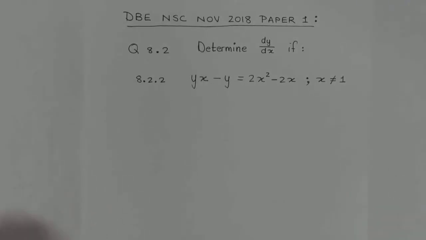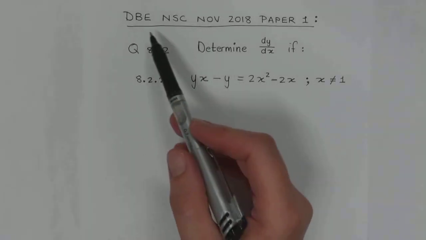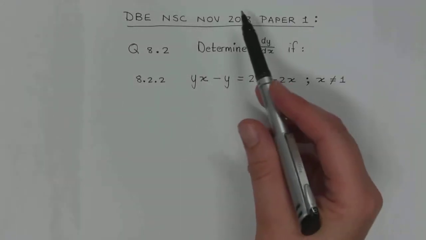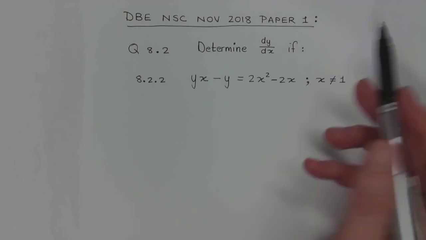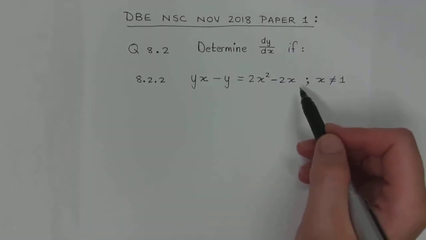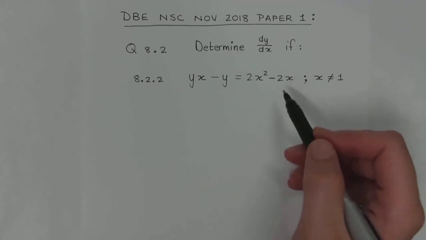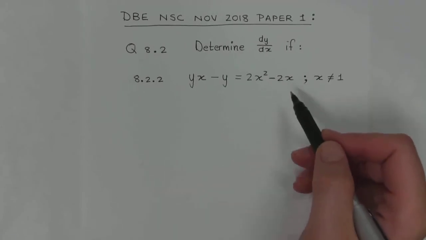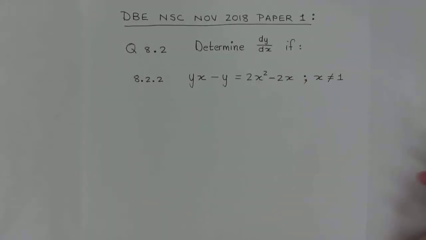Now, in this particular one, which is from the Department of Basic Education, the November 2018 paper 1, they say determine dy over dx if, and then they give you this. Now, this is again a Joshua method one. Okay, I kind of get it, but how can they complicate it?